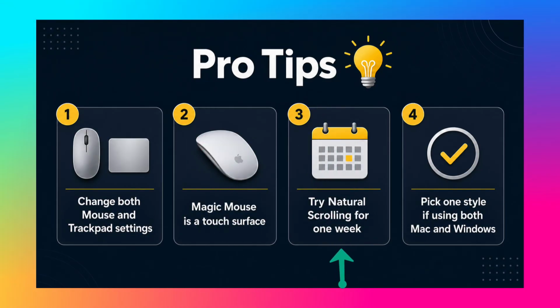Pro tip number 3. Give natural scrolling a week before you turn it off. Many Windows switchers actually end up preferring it once their muscle memory adjusts. And pro tip number 4. If you use both Mac and Windows regularly, keeping natural scrolling on Mac and standard scrolling on Windows can mess up your muscle memory. Pick one style and stick with it.